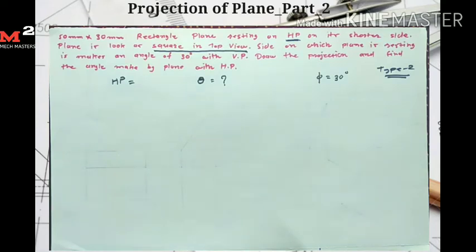In type 1 both angles are given. Here in the second type, angle theta is not given, so we are required to find the angle theta.